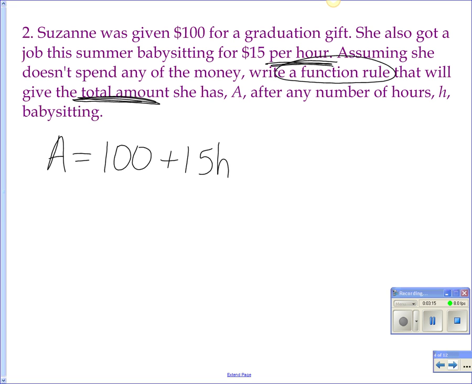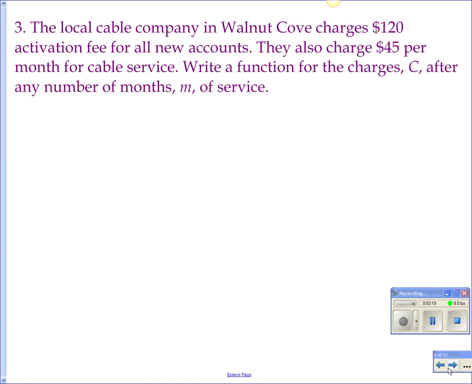Raise your hand if you have a question. All right, number three. The local cable company in Walnut Cove charges $120 activation fee for all new accounts. They also charge $45 per month for cable service. Write a function for the charges C after any number of months M of service.